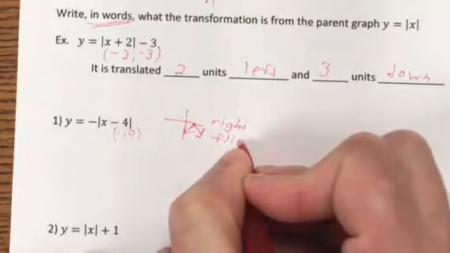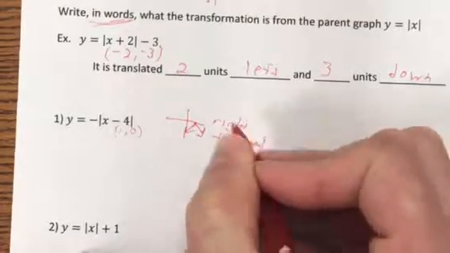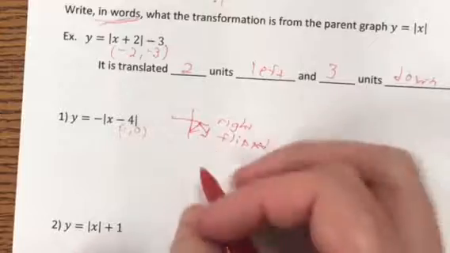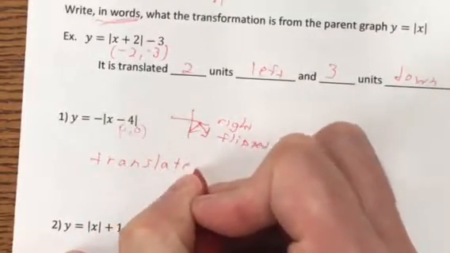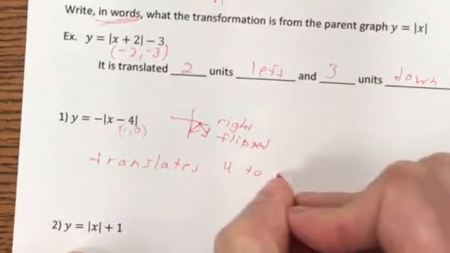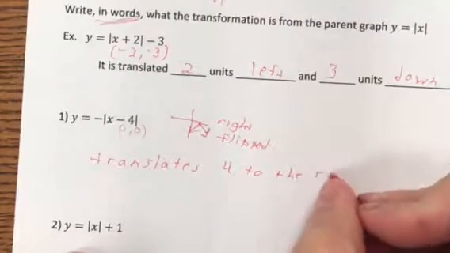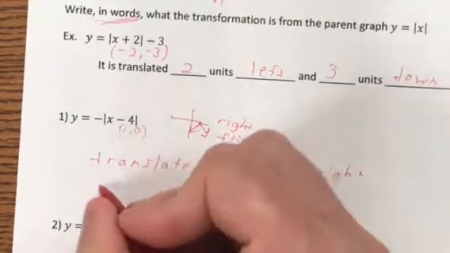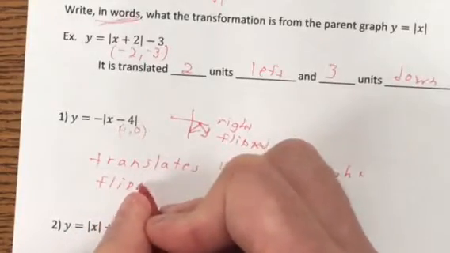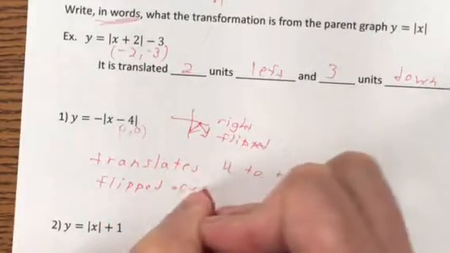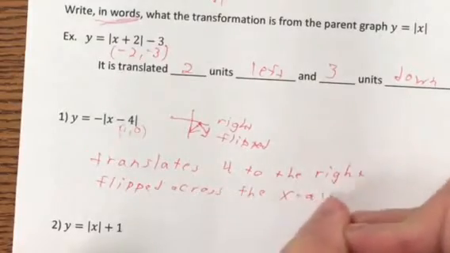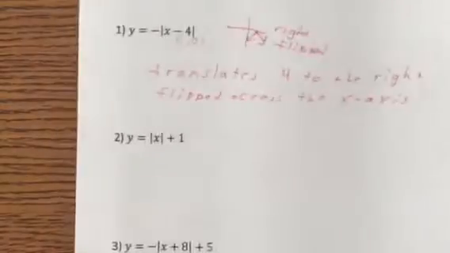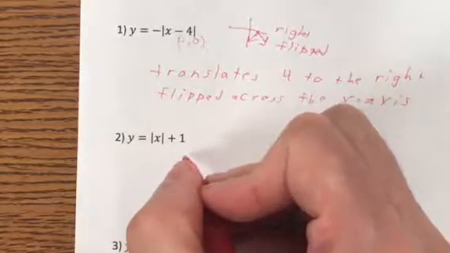Sometimes that's good enough, but if we're going for the formal jargon, I would say it translates 4 to the right. And I would say it is flipped across the x-axis. This one would translate up 1.